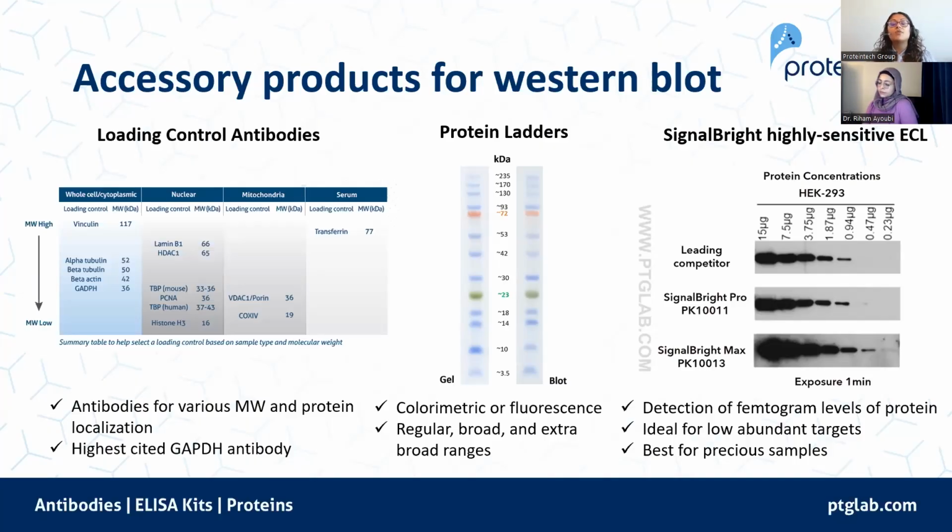And lastly, we also offer our Signal Bright enhanced chemiluminescence substrates, which can detect proteins at femtogram levels with a signal duration of over 12 hours. So this is going to be really ideal for your low abundant targets and your precious samples.